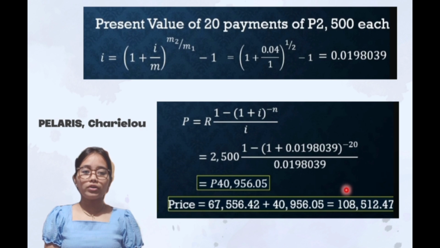To solve the present value of the bond, we need to add the two: 67,556.42 plus 40,956.05 equals 108,512.47.